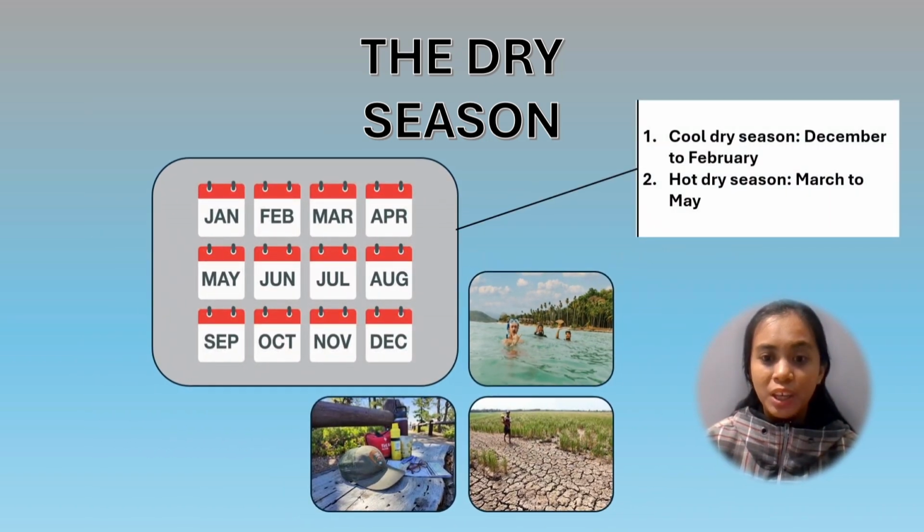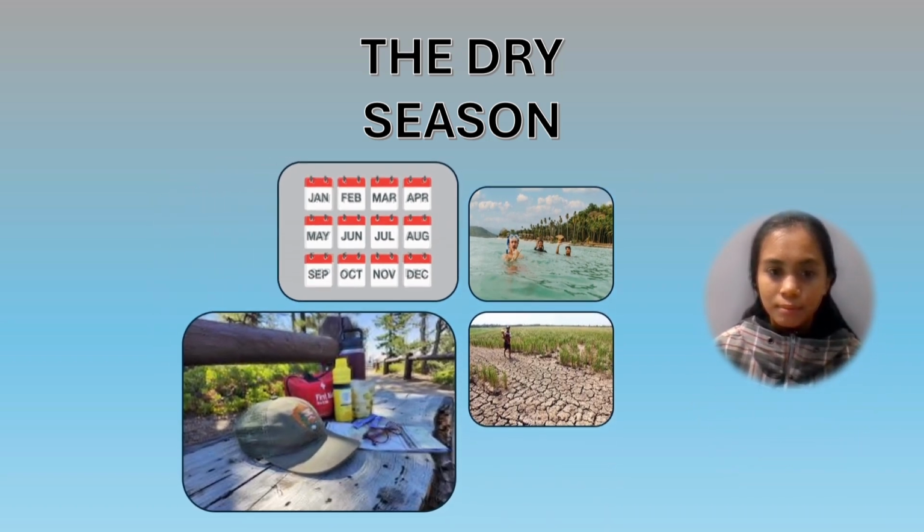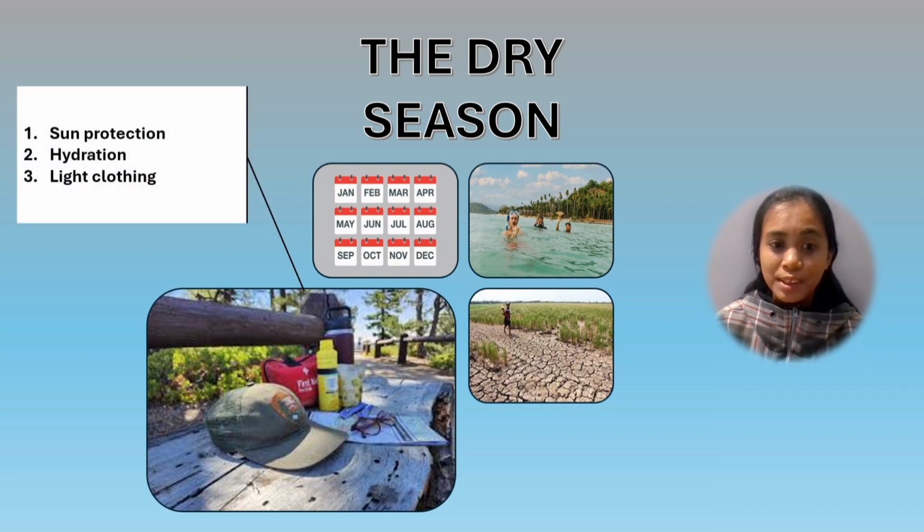We have the cool dry season from December to February, and the hot dry season from March to May. From November to May, we get lots of sunshine and very little rain. We often call March to May summer because it's the hottest time of the year, perfect for going to the beach. During the dry season, it is very advisable to wear sun protection, always drink water for hydration, and wear light clothing.